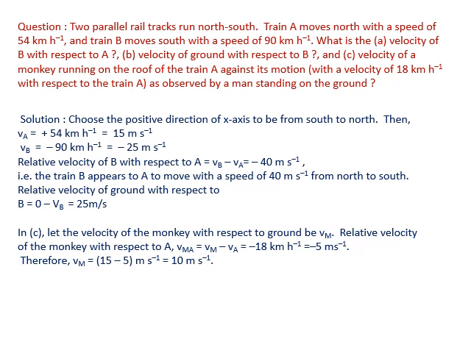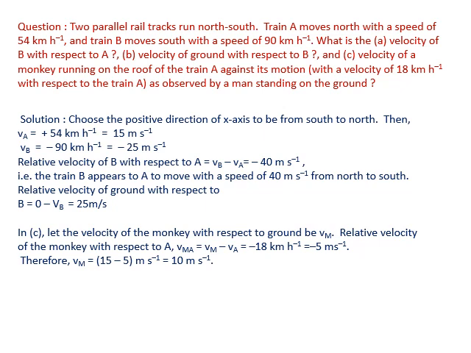Third part, the velocity of a monkey running on the roof of train A against its motion, and it is given that the velocity is 18 km per hour with respect to train A, as observed by a man standing on the ground. So it's given that VA is 54 km per hour. First convert it into meter per second. Similarly for VB, because it is moving in the opposite direction, you have to take minus 90 km per hour.